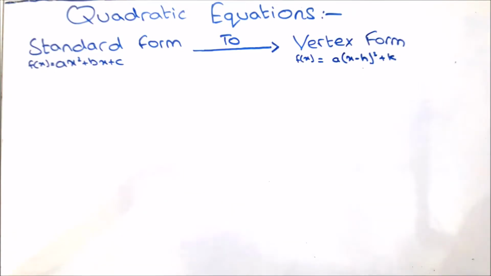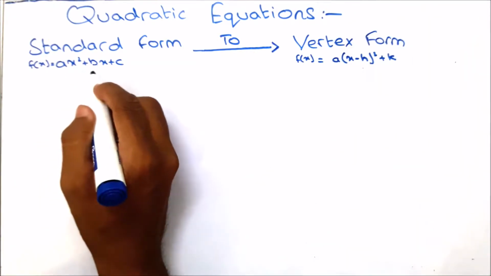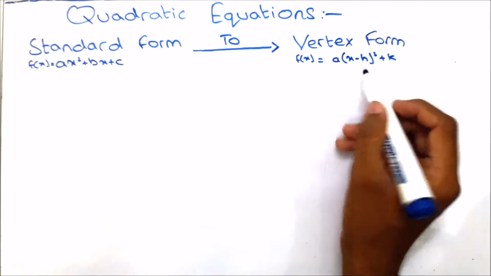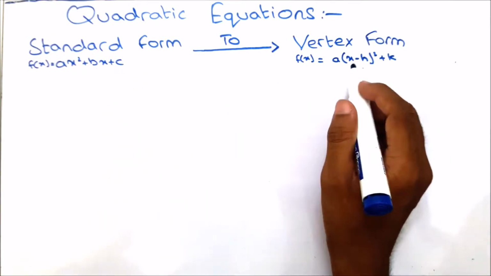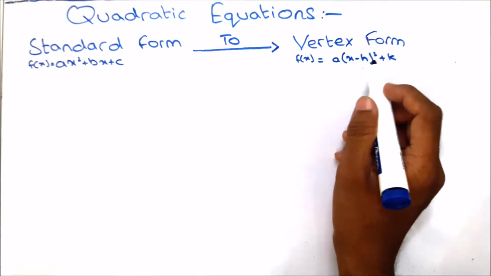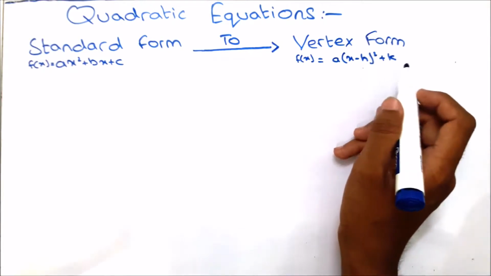Alright, in this video I am going to teach how to convert a standard form of quadratic equation into its vertex form. The standard form is ax squared plus bx plus c, and we convert it into a times (x minus h) whole squared plus k.